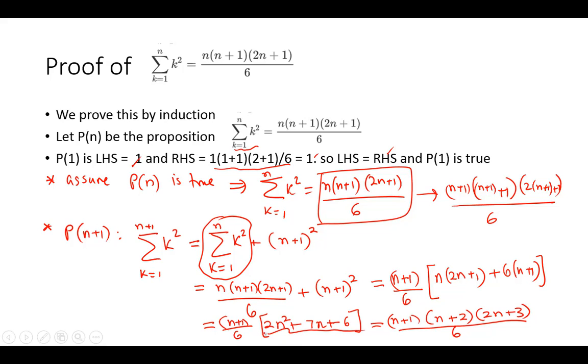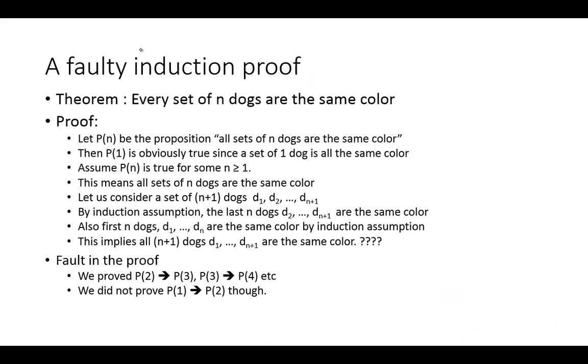And so we have to convince ourselves that this factorization of 2n squared plus 7n plus 6 is in fact (n plus 2)(2n plus 3). Let's see whether that's the case. If you multiply, that's 2n squared, 4n plus 3n, that's 7n, and then 2 times 3 is 6. And therefore we prove Pn plus 1. Hence, this is true for every n. And that's your proof by induction.